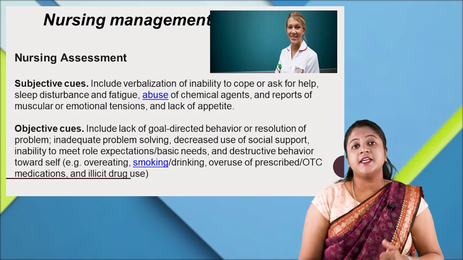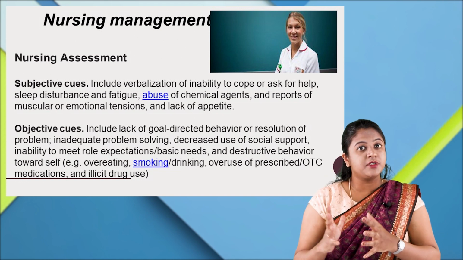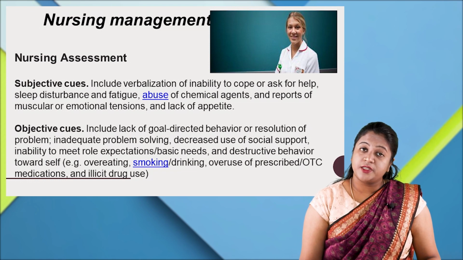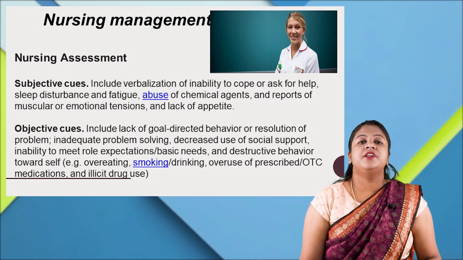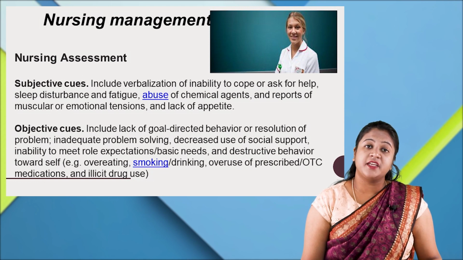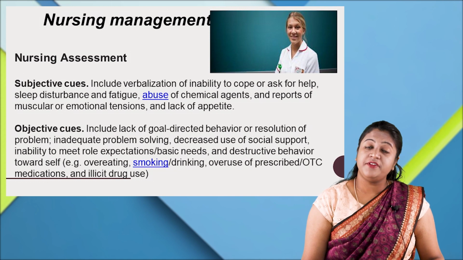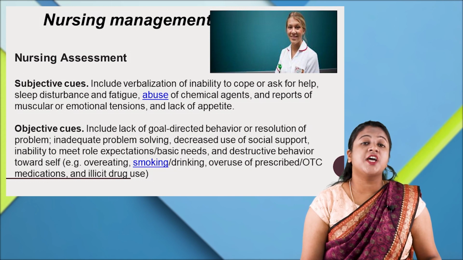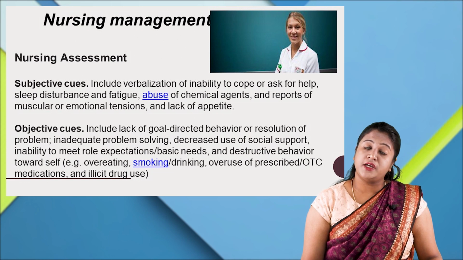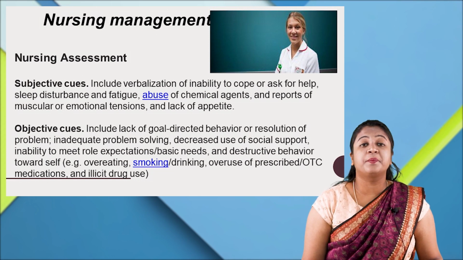The next thing is the objective data. You're going to observe the client for behavior. For example, inadequate problem solving techniques, decreased use of social support, inability to meet basic needs, destructive behavior towards self, such as overeating, smoking, drinking, using over-the-counter medications for relief of pain.